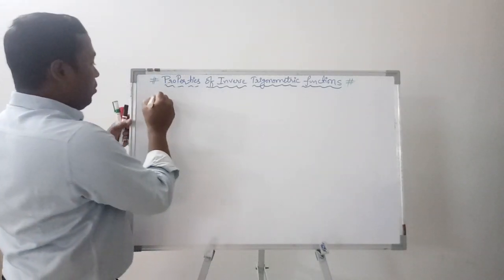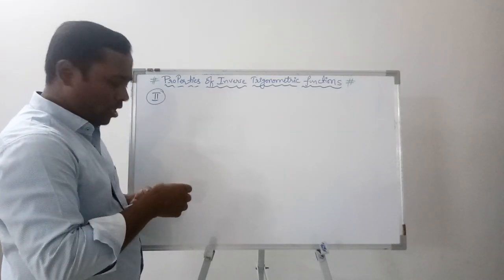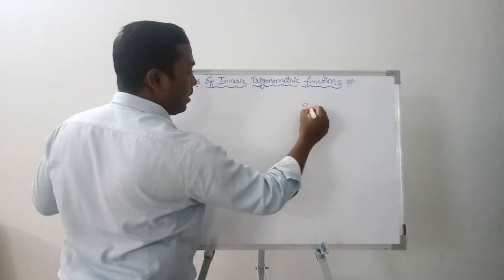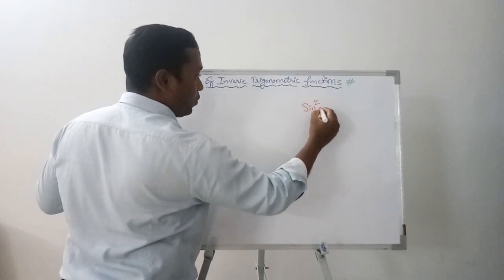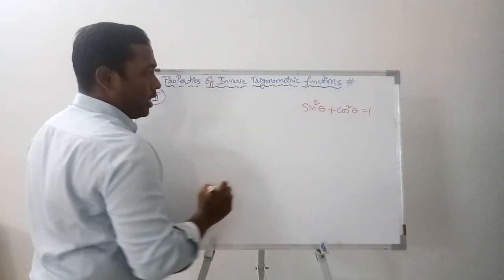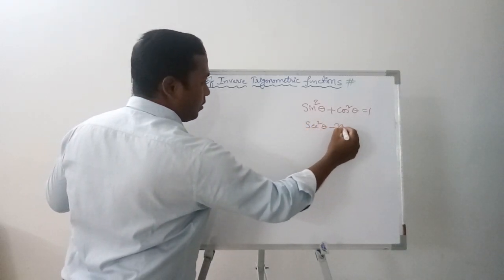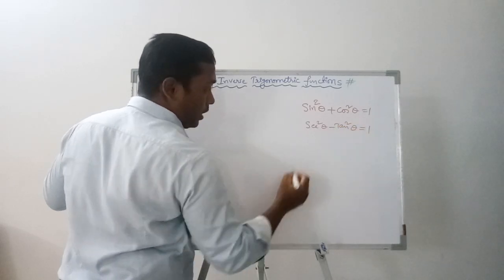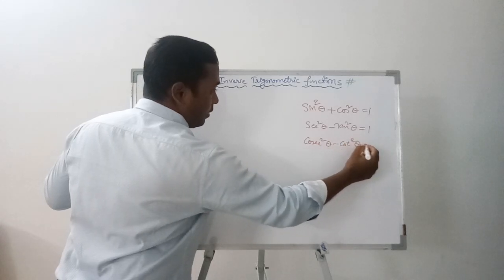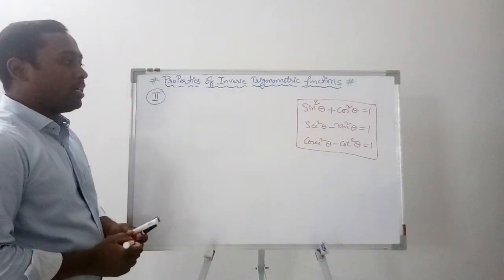Before starting the second set of formulas, I want to recall for you all, and you know very well, that in 10th standard and 11th standard you have studied three major identities. Sin square theta plus cos square theta equal to 1, right? It is a famous identity. And then sec square theta minus tan square theta is also equal to 1. Cosec square theta minus cot square theta is equal to 1. So these are the three identities you have used in 10th standard.